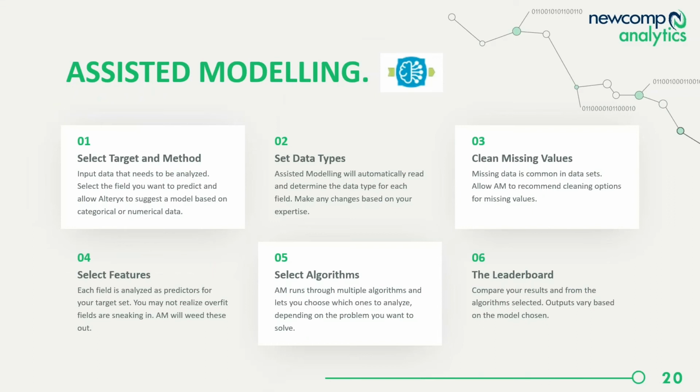When we're talking about assistant modeling, we mean that you have a data set, you're not really sure what type of model should be run against it. The Intelligence Suite gives you the option to choose what it thinks is the best model for it. And the nice thing is it already follows a lot of those things we talked about in the CRISP-DM model. For example, selecting a targeted method, selecting data types, cleaning missing values, selecting features, an algorithm, and the leaderboard as well.